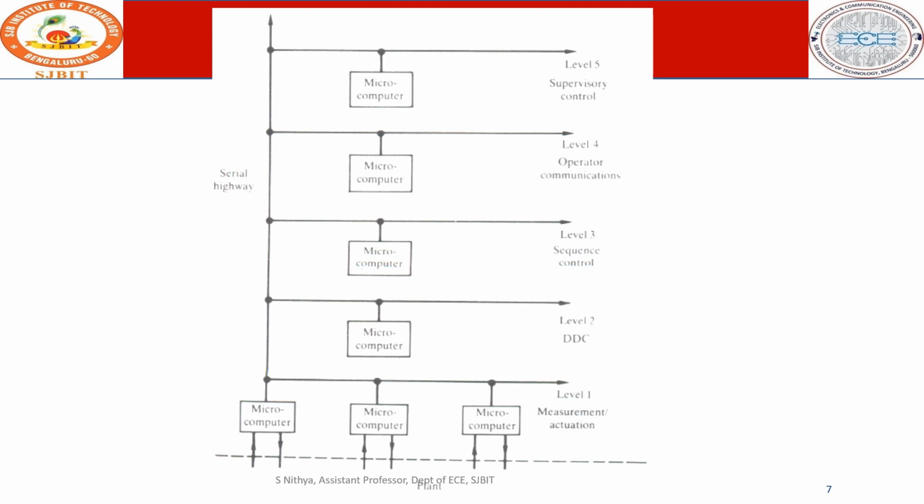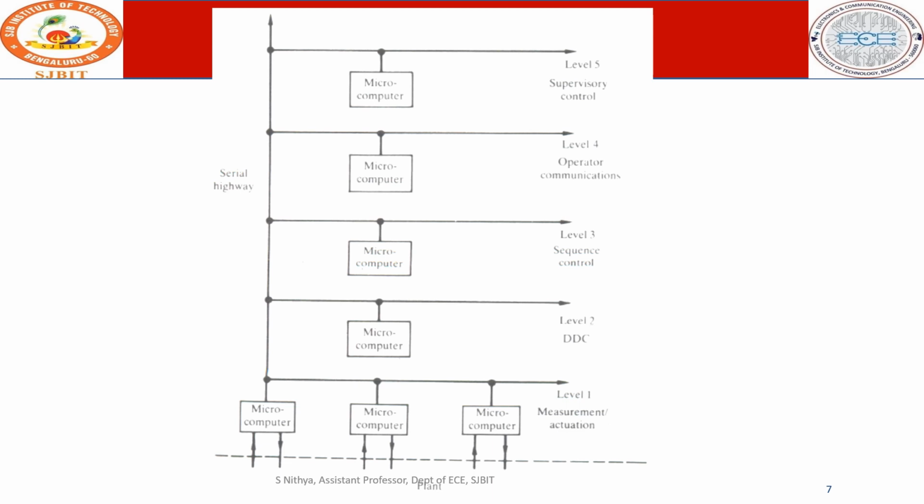Now see in this diagram, the hierarchical and distributed approaches are combined here. In this diagram the functions are divided into five or six levels. Level 1 is the measurement and actuators, so all the computers and plant interfacing associated with the measurement and actuation.